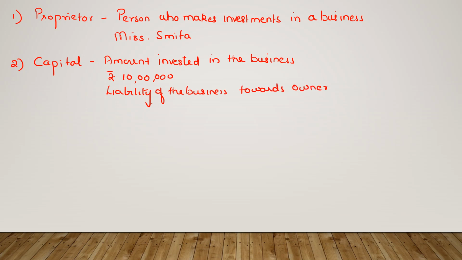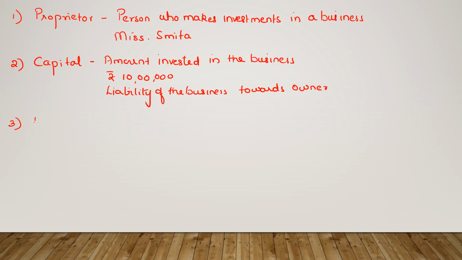So the business owes Smita 10 lakh because she contributed 10 lakh. She invested in the business 10 lakh. This 10 lakh we call as capital and we would put it into an account called the capital account. It is a liability of the business, but it is an internal liability. It is a liability owed towards the owner, that is Miss Smita. So that is the meaning of the term capital.